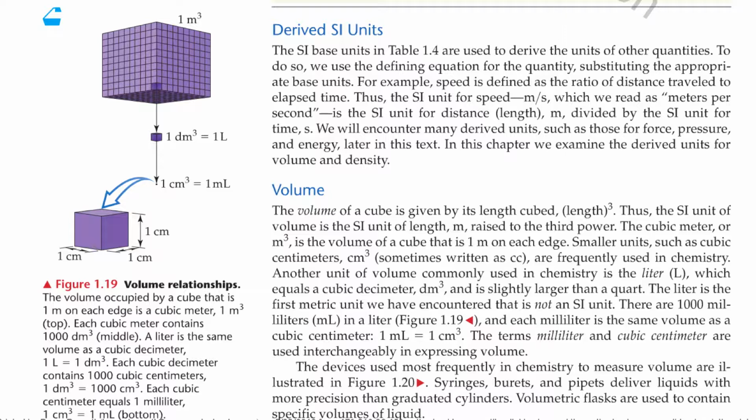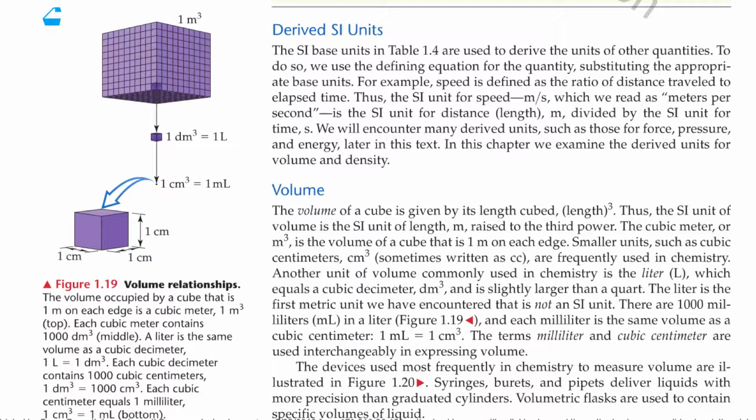The devices used frequently in chemistry to measure volume are illustrated in Figure 1.20. Syringes, burettes, and pipettes deliver liquid with more precision than graduated cylinders. Volumetric flasks are used to contain specific volumes of liquid.